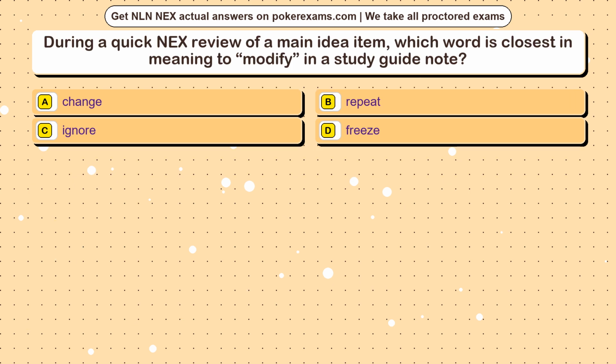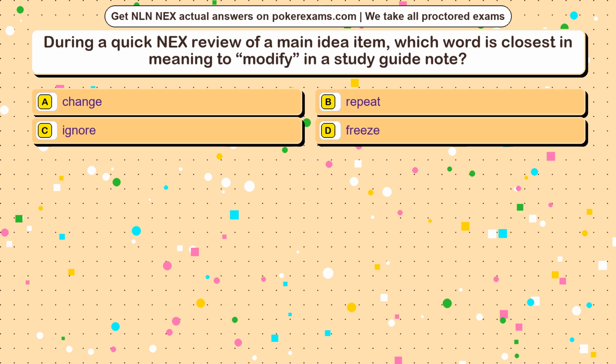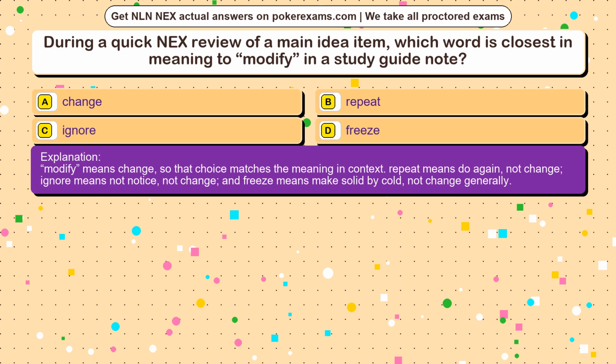Question 2. During a quick NEX review of a main idea item, which word is closest in meaning to modify in a study guide note? Option A, change. Option B, repeat. Option C, ignore. Option D, freeze. The correct answer is option. Modify means change, so that choice matches the meaning in context. Repeat means do again, not change. Ignore means not notice, not change. And freeze means make solid by cold, not change generally.